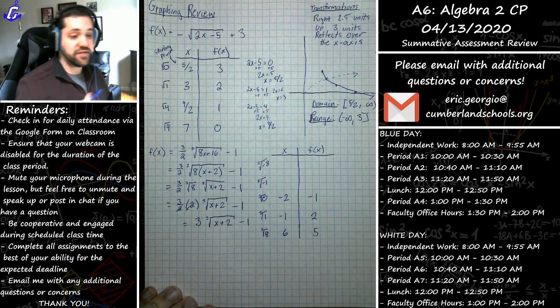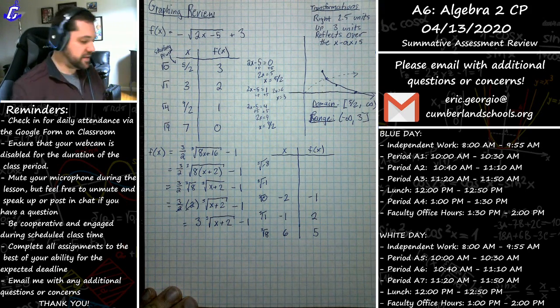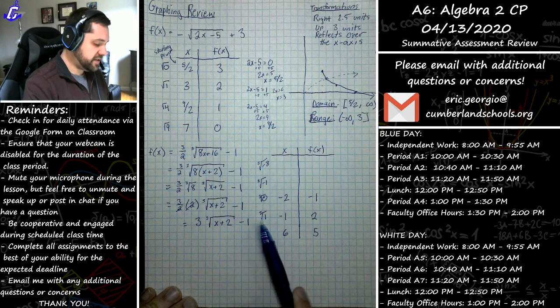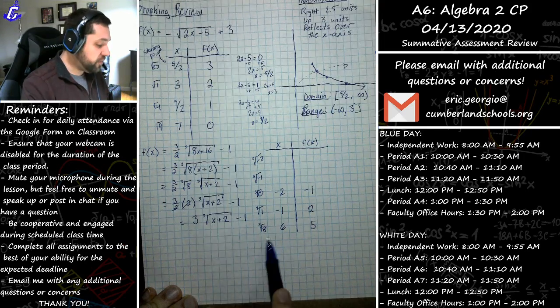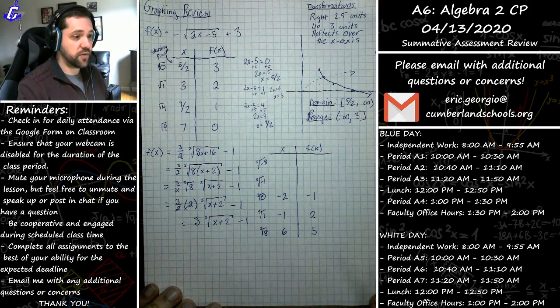Okay. Remember to actually take the cube root of 8. A lot of students make the mistake of saying, oh, well, the cube root of 0 is 0. The cube root of 1 is 1. Those don't change per se. But then the cube root of 8 does. The cube root of 8 is 2. So don't forget that little step.